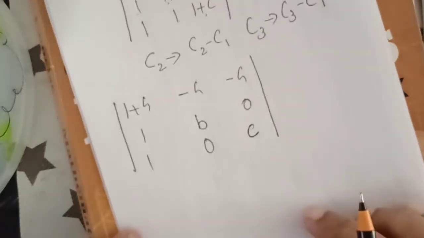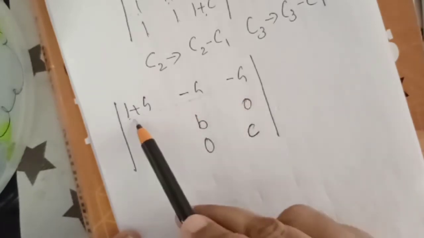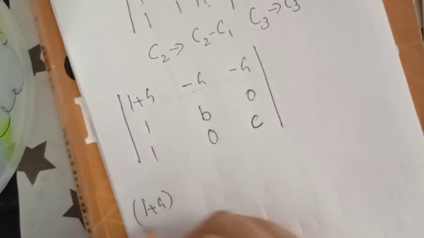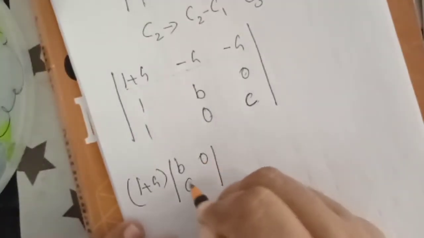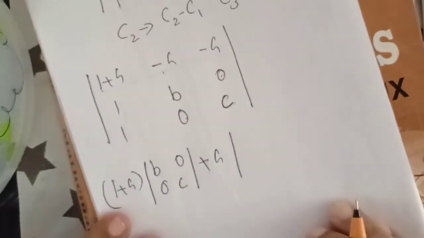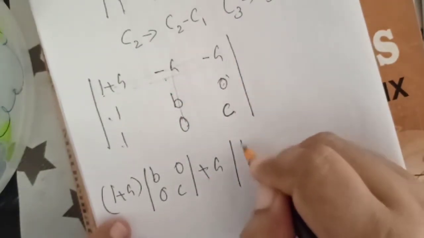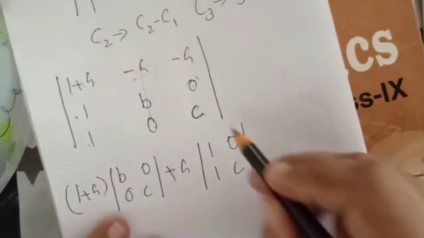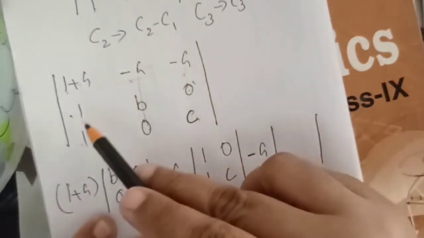Here, the next step is to expand along the first row. 1 plus A into its minor. What are the minors? B, 0, 0, C. Minus A, that means plus A into its minor: 1, 0, 1, C. Plus A into, therefore here minus A into its minor: 1, B, 1, 0.